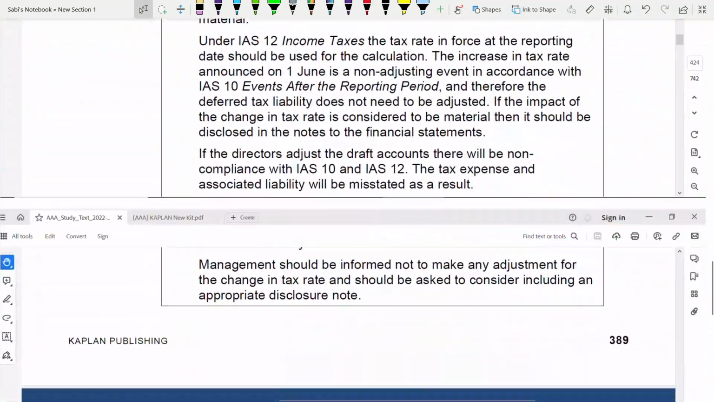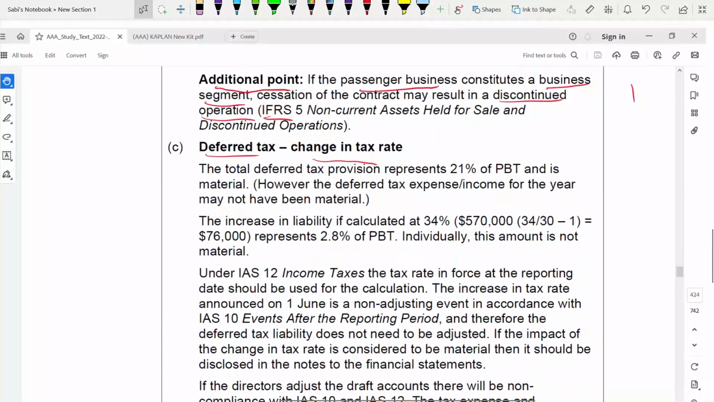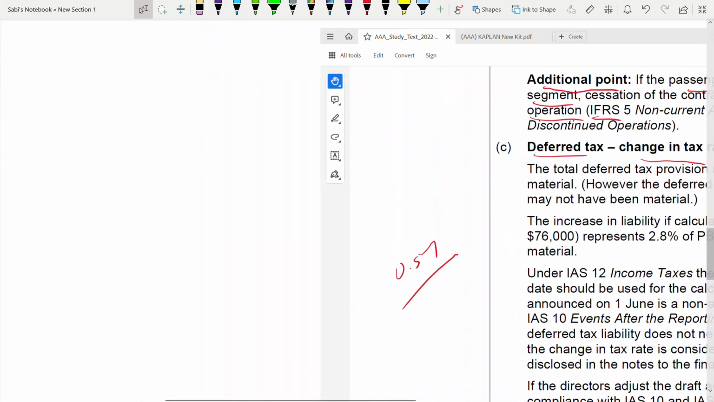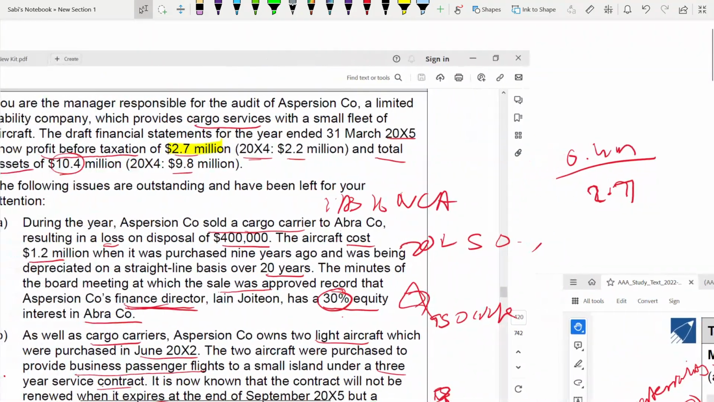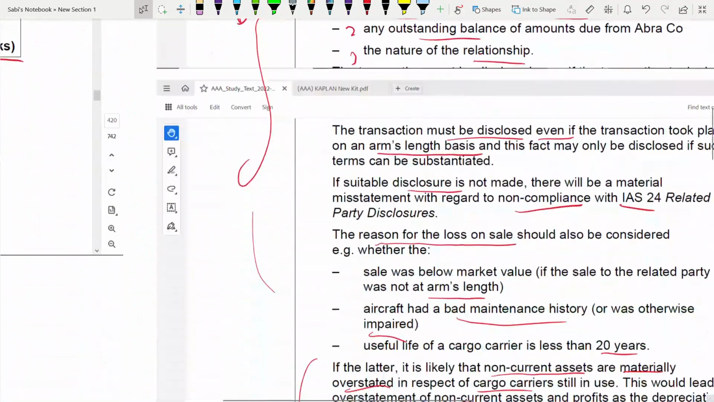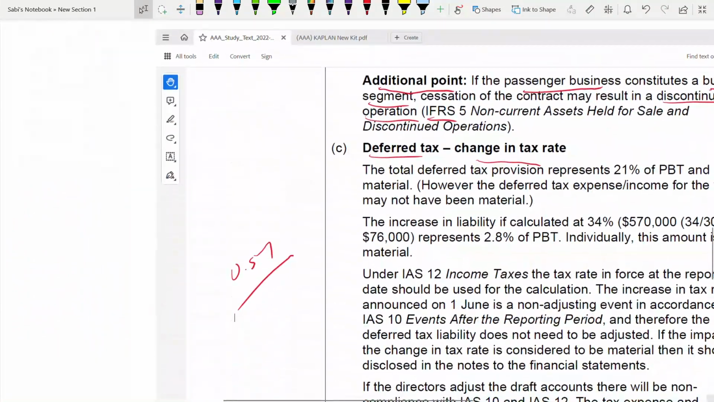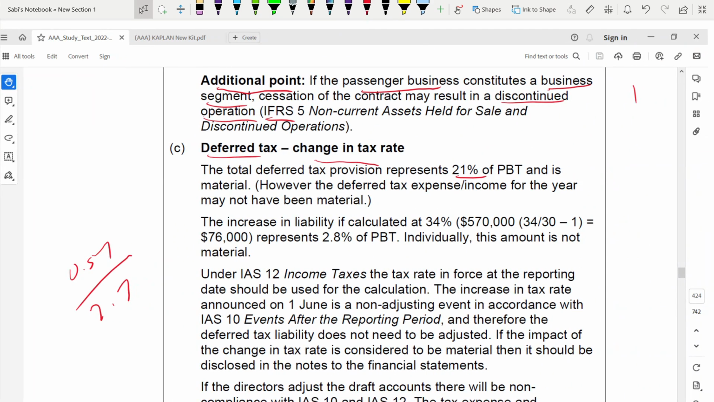So again, it's the same thing. Check materiality. So if you say that 570 tax, you have to take it in terms of what? Profit before tax. What is the profit before tax? I kind of forgot also the figure. It's fine, you can always keep revisiting. It is 2.7. I've highlighted it also. This is where highlighting works actually. So 2.7, it leads to 21%, and it's material.